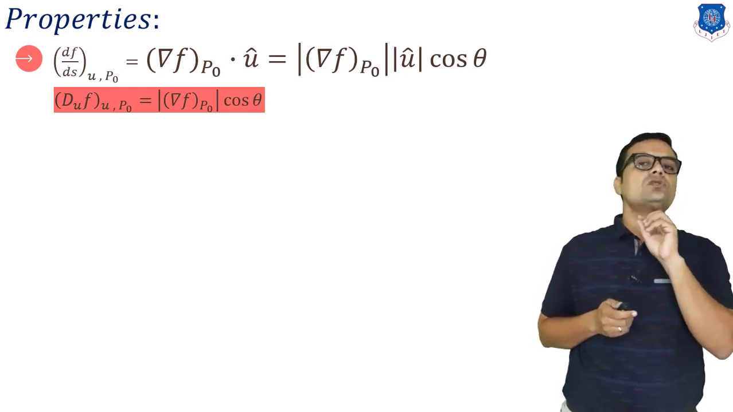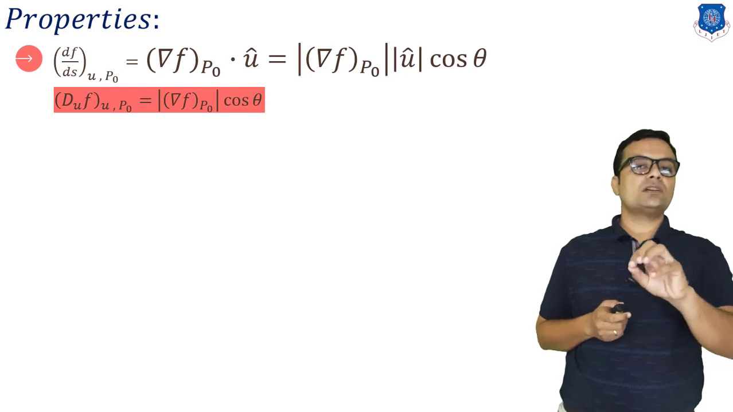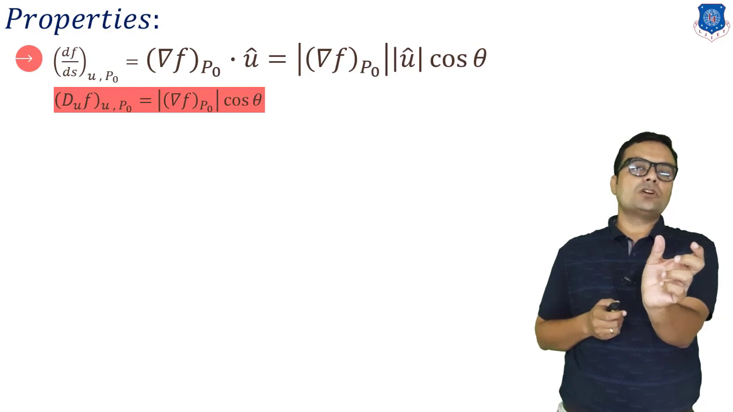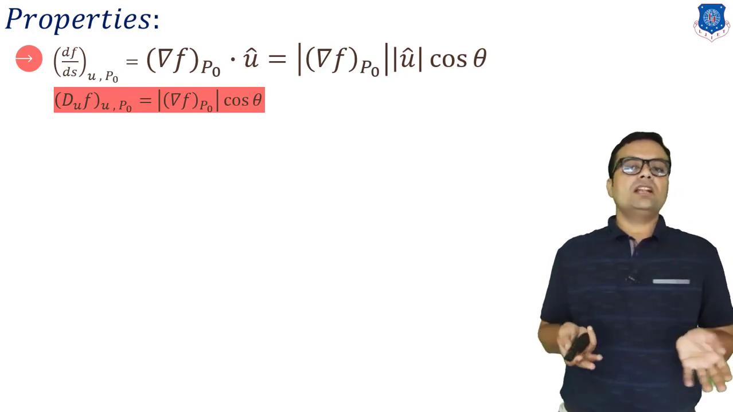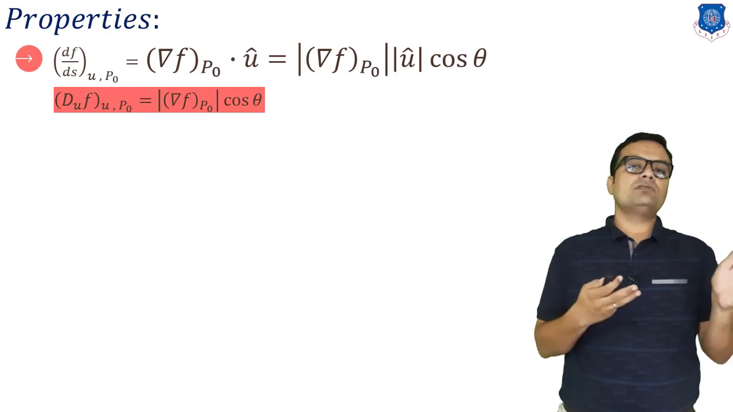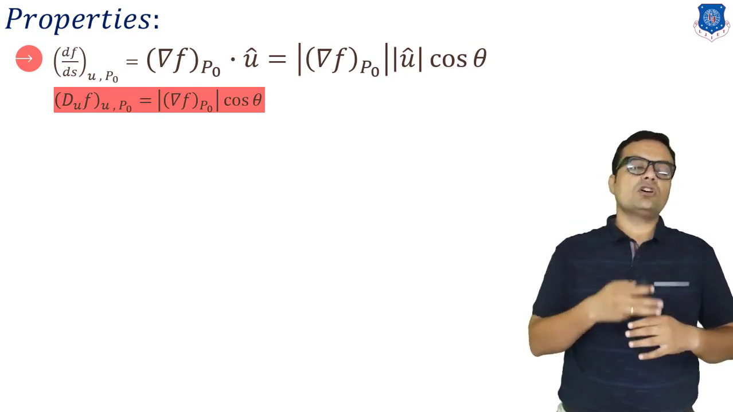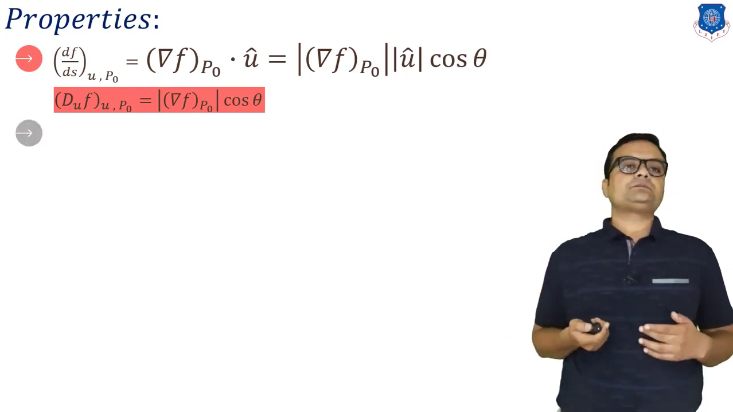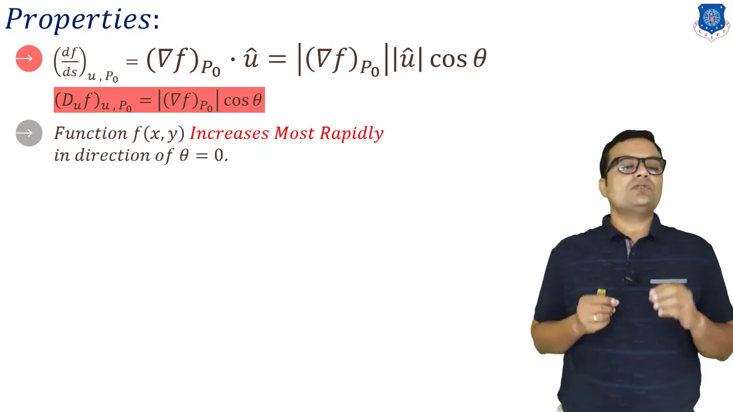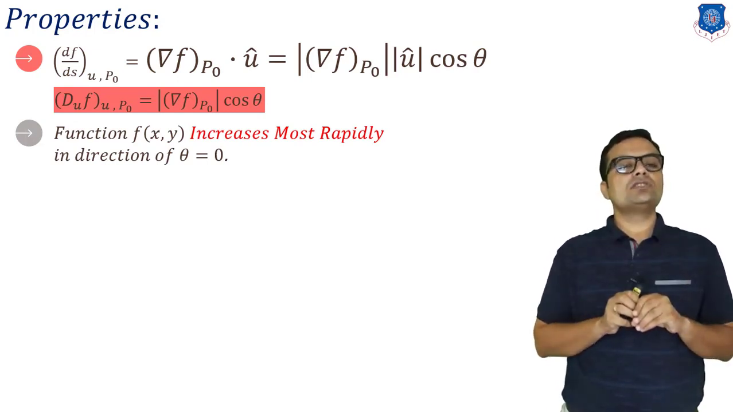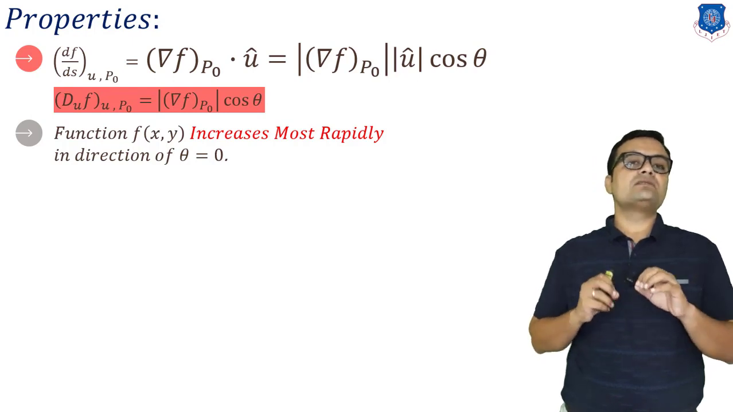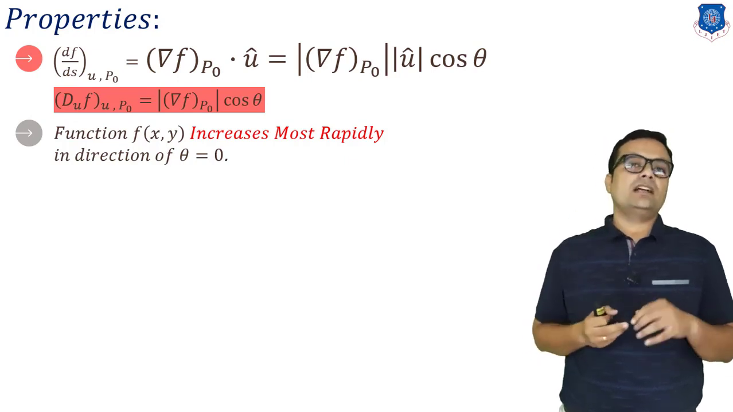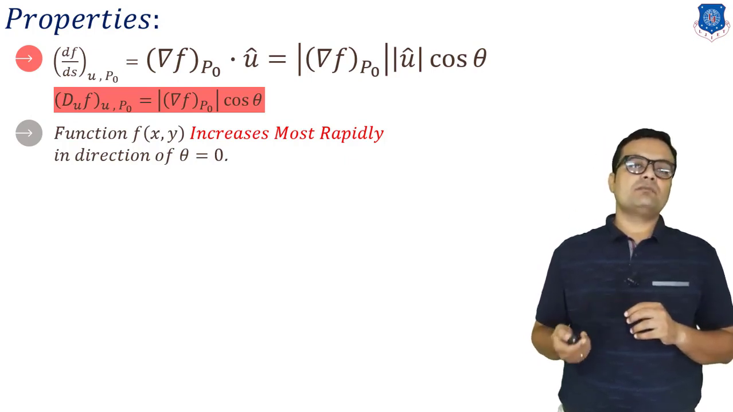Now as the gradient of f is a fixed quantity for any function at point p0, it is a scalar quantity. So everything depends upon cos theta. If the value of theta changes, the value of the directional derivative will also change. Depending on the range of the cos function, we can see how the variation of the directional derivative takes place. The first possible case is, if I consider a direction theta equal to 0, then the function f of xy will increase most rapidly in this direction. Why? Because cos theta will be equal to 1, and that means the value of the directional derivative is maximum.